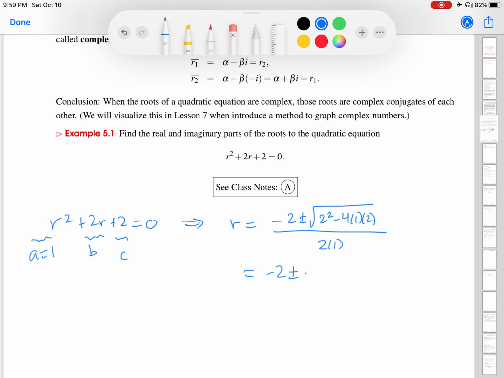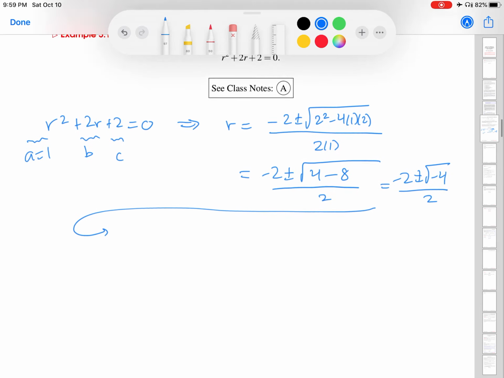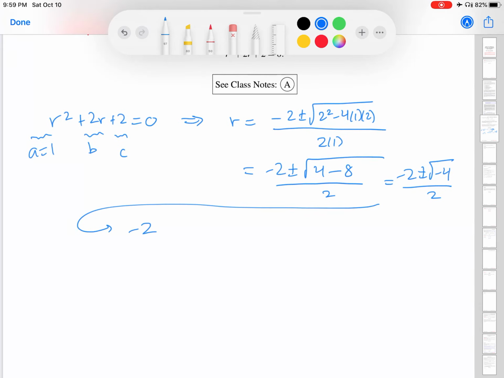So minus 2 plus or minus the square root of 4 minus 8 all over 2. And that 4 minus 8 is negative 4, all over 2. And then here's where we're going to start simplifying to the complex numbers. So the square root of negative 4 is the square root of negative 1 times the square root of 4, all divided by 2. And that square root of negative 1 is the i complex number that we're working with. And then the square root of 4 is 2.